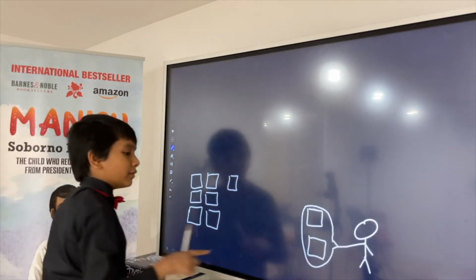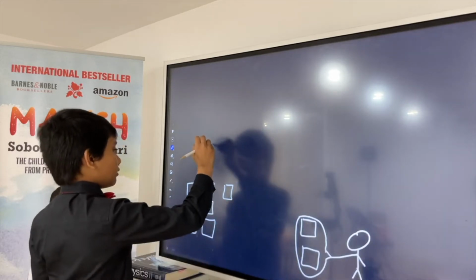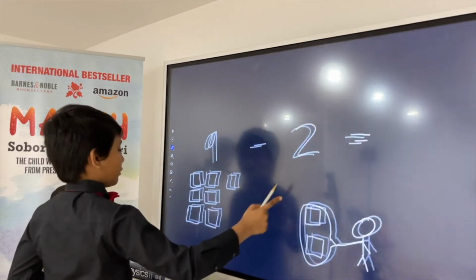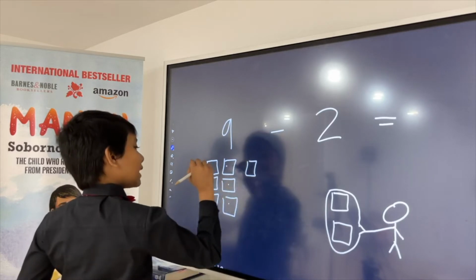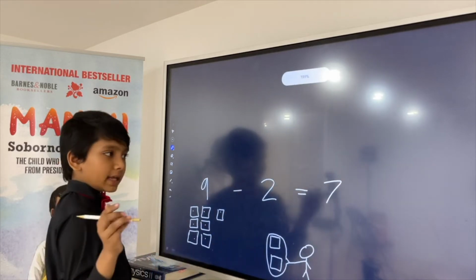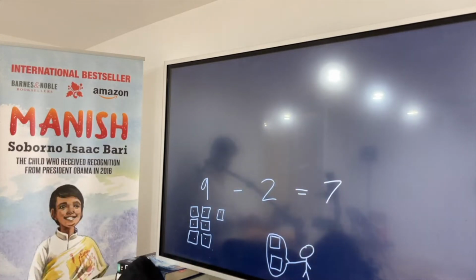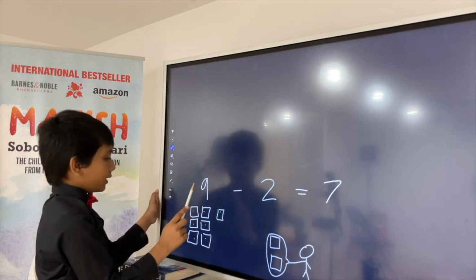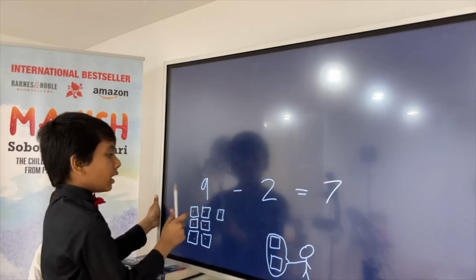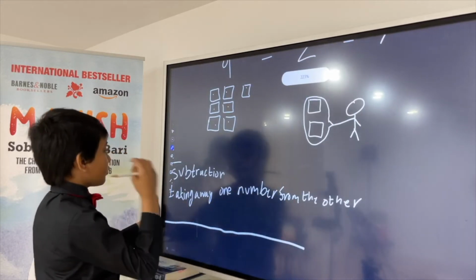How many boxes do you have left once this dirty thief takes 2 away from you and you had 9 originally? Well, you originally had 9, the thief took 2 away, and so now let's count how many we have. 1, 2, 3, 4, 5, 6, 7. That means 9 minus 2 is 7. So 9 with 2 taken away from it is 7. Or 9 when you take 2 away from it is 7. So taking away one number from the other.